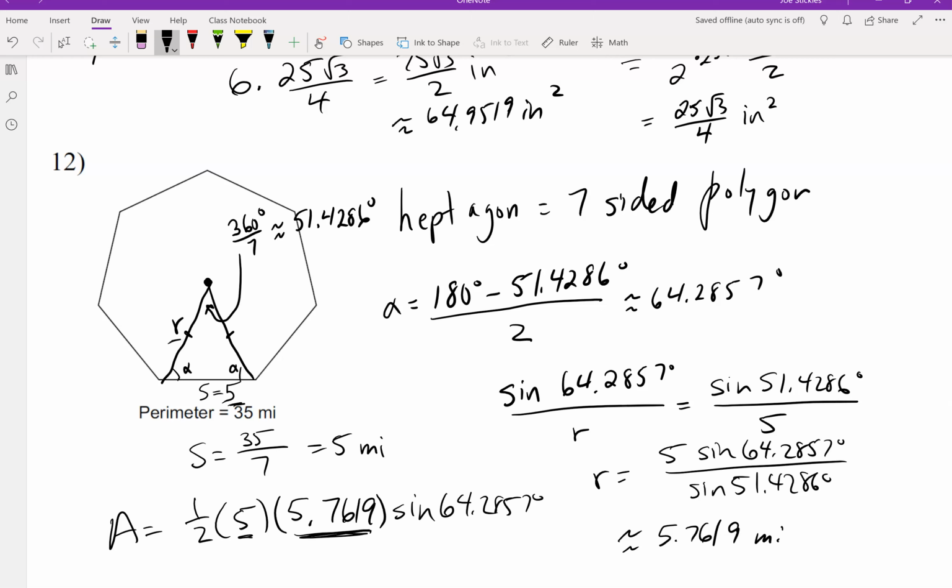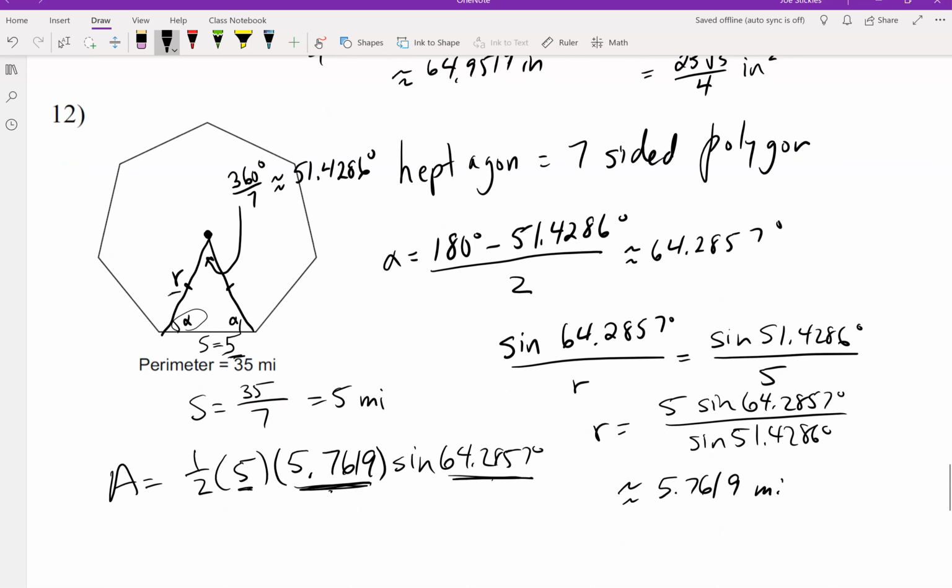5.7619 is this side. And the 64.2857 is that angle. Okay. The area is 1/2 times the 2 sides times the included angle. So let's do that. 1/2 times 5 times the included angle, and then I need to multiply that by the sine of the 64.2857, and we get approximately 12.9783. This would be square miles.